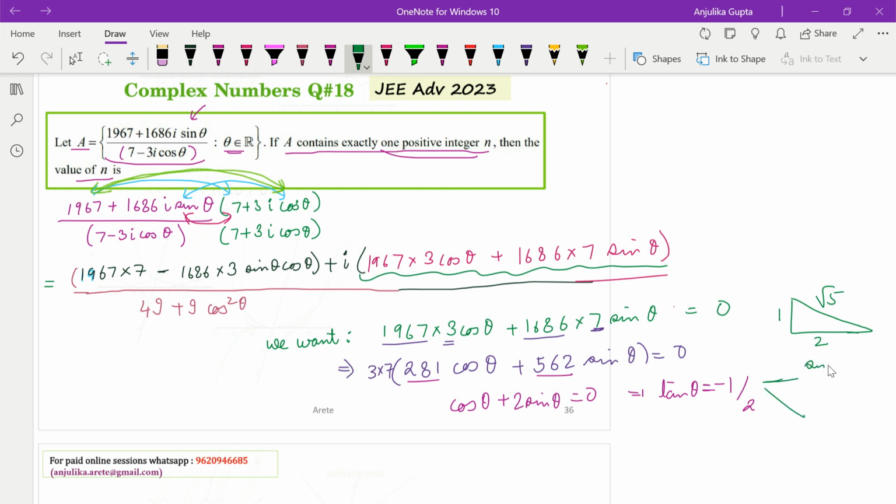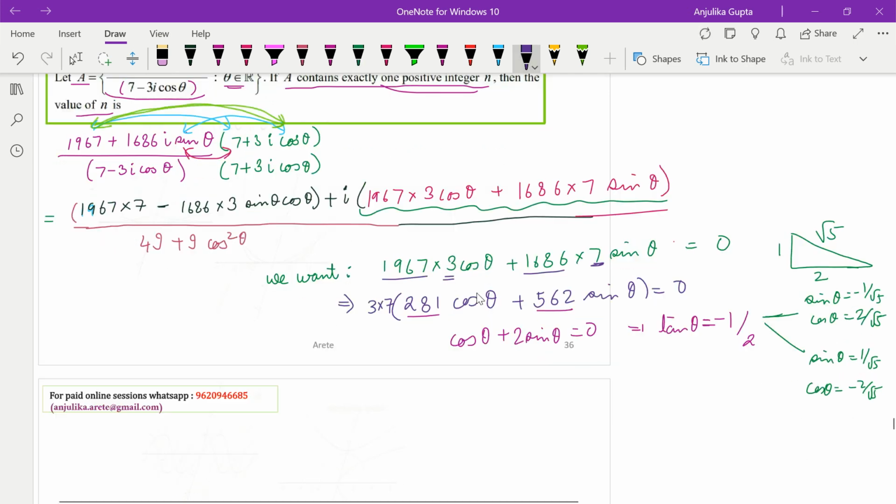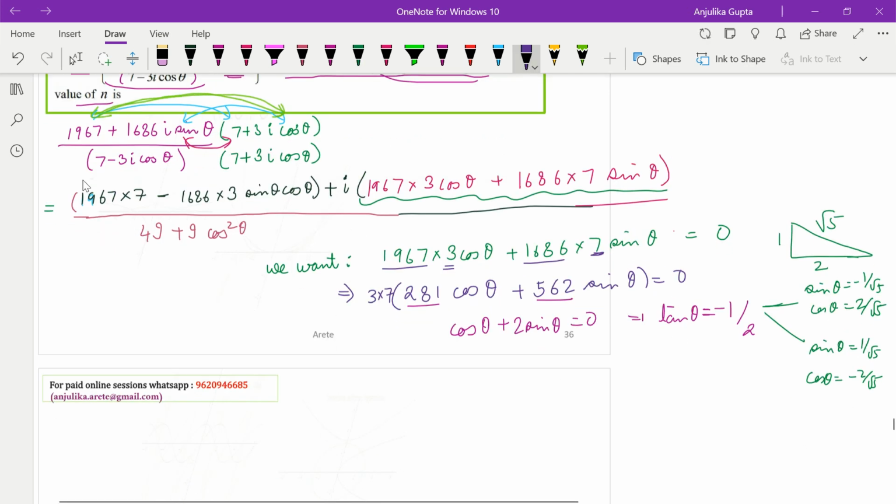One is sine theta is negative 1 over root 5 and cos theta is 2 over root 5. You can use this triangle to get all these values. Or you can have sine theta is 1 over root 5, which is positive, and cos theta is negative 2 over root 5. Now, I want to see what kind of integer we get, because that is what you want to find out. For that, I need this to be an integer for these values of theta.